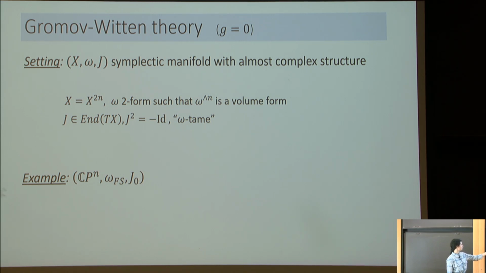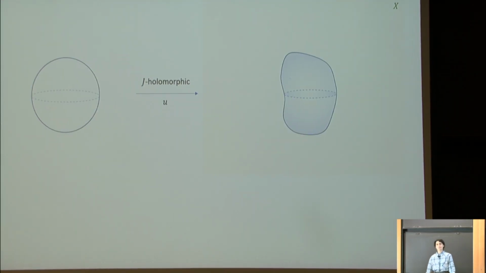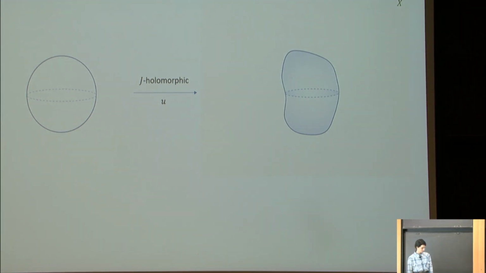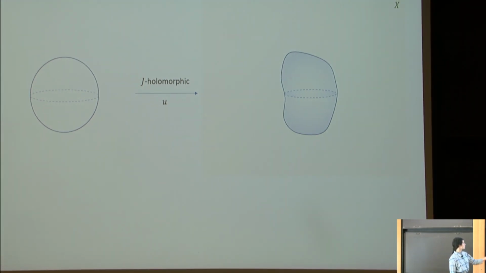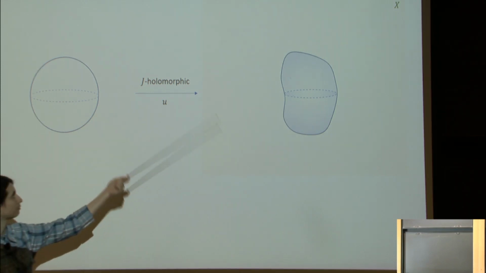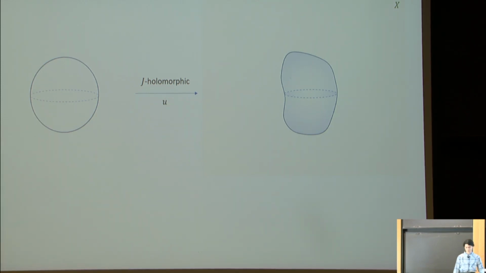Okay, so a baby example I want you to keep in mind is the projective space. And the basic objects we want to deal with in this Gromov-Witten theory are maps. So we have a sphere here, which is a genus 0 Riemann surface. And it's, in particular, a complex manifold. We have the target manifold X, and it has a complex or an almost complex structure on it. We want to answer the question how many holomorphic maps or pseudoholomorphic maps there are from a sphere to the ambient manifold.